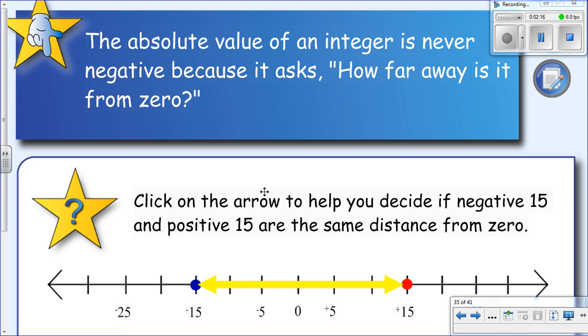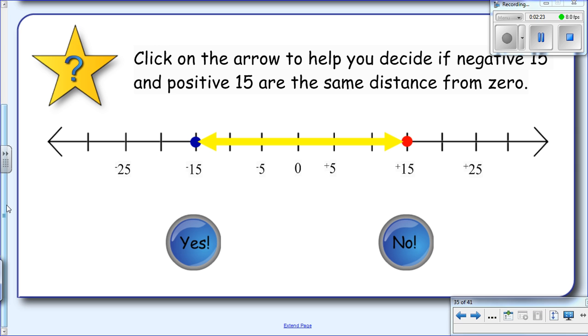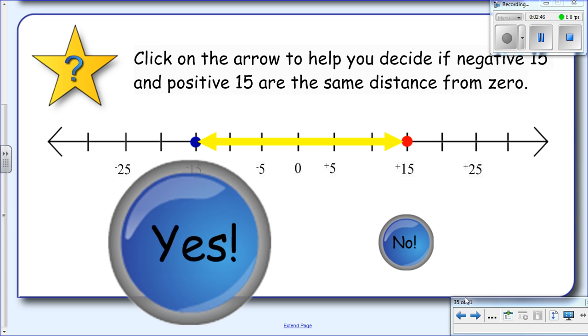The absolute value of an integer is never negative because it asks how far away from 0. It's never negative. So we're going to click on the arrow to help decide if -15 and +15 are the same distance from 0. Notice that the arrow comes in the same distance and it goes out the same distance, so they are both the same distance from 0. So yes, they have the same absolute value.